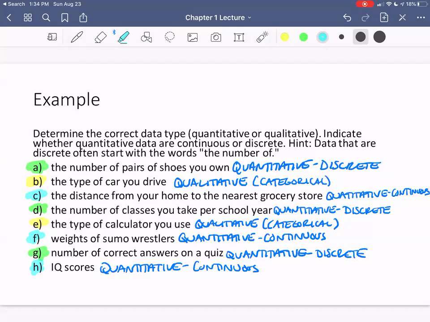Letter F says the weights of sumo wrestlers. They are continuous because it could be the weights of anyone, just sumo wrestlers was the example. If you take the weight of anyone, it's going to be continuous because weight fluctuates, even throughout the day, even in the morning. And then H is IQ scores, which are also continuous because they also fluctuate. You might say IQ score could be discrete, my IQ score is this number. Maybe at that specific time, but if you take it 10 minutes later, your IQ score might change. It could be worse, it could be better, so the scores are continuously evolving.